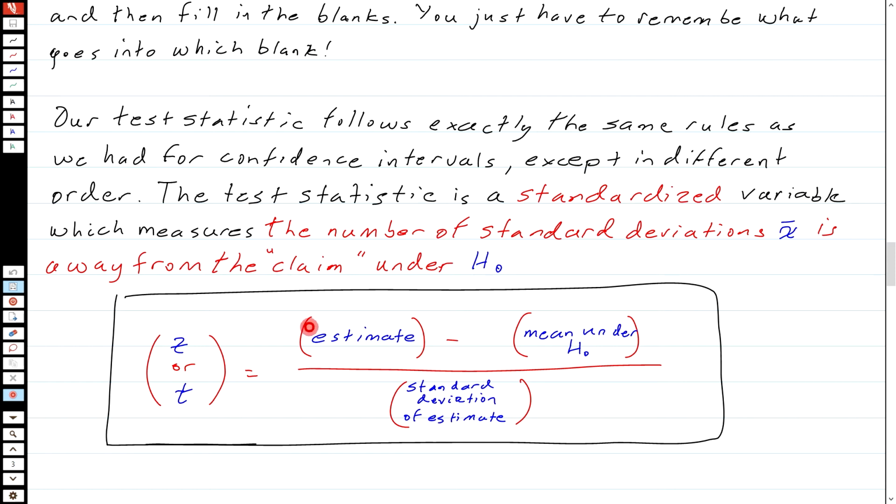The other interpretation of this is that Z or T then is the number of standard deviations that our estimate is. And in this case, I put X bar, but it could be X bar 1 minus X bar 2, or it could be P or P1 minus P2 with hats on them. It's the number of standard deviations that estimate is away from the claim according to H naught. And if this number of standard deviations is large in the direction of HA, then we can generally reject H naught and conclude that HA is true.